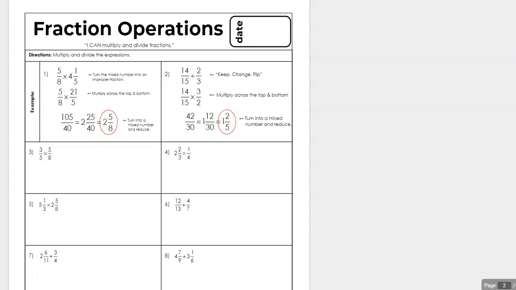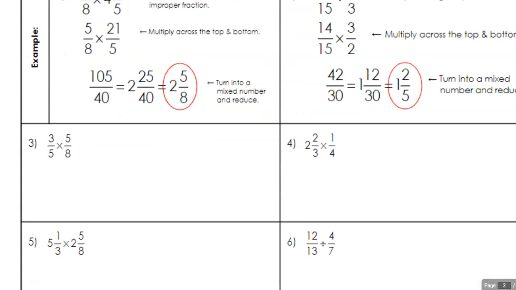All right, so class, today in our homework, we're going to be working on multiplying and dividing fractions. Multiplying and dividing fractions are much easier than adding and subtracting, okay? They are going to be much easier. So let's go ahead and get this started.